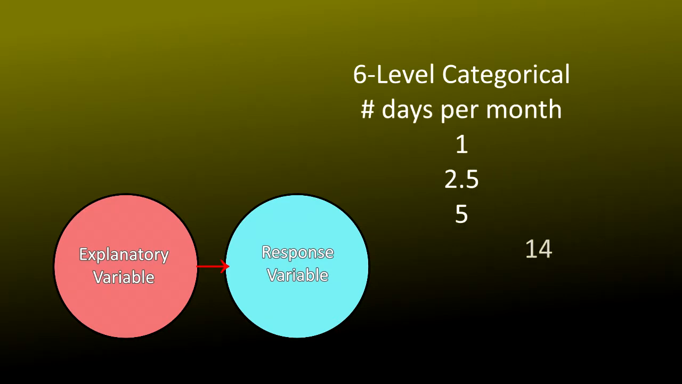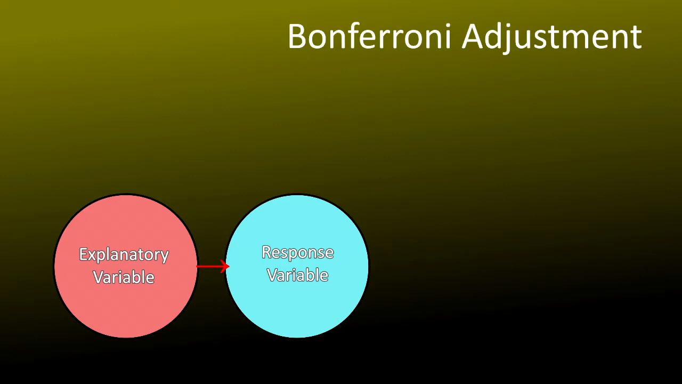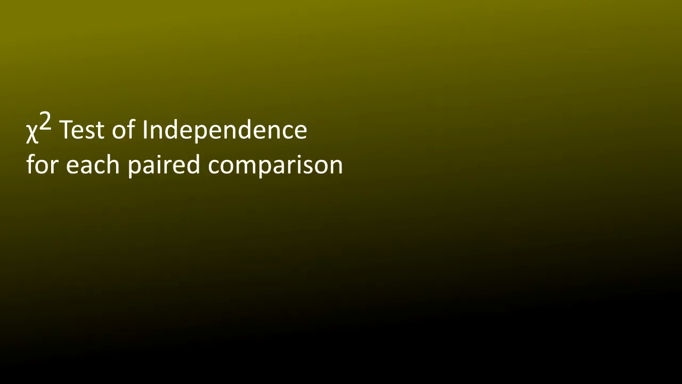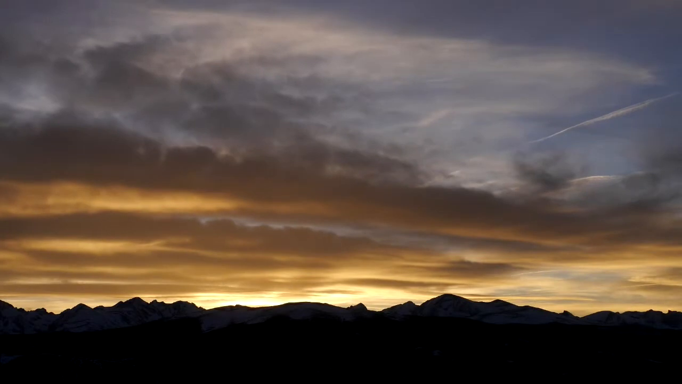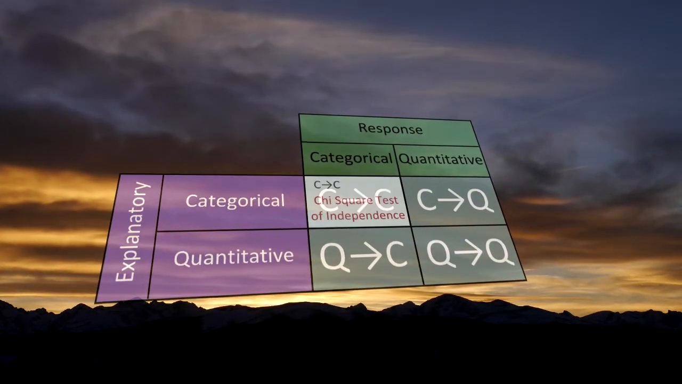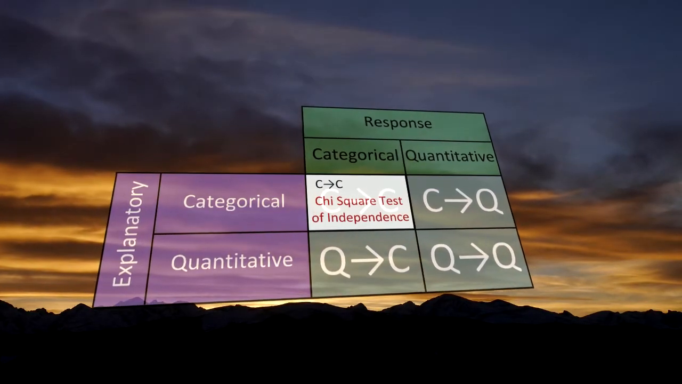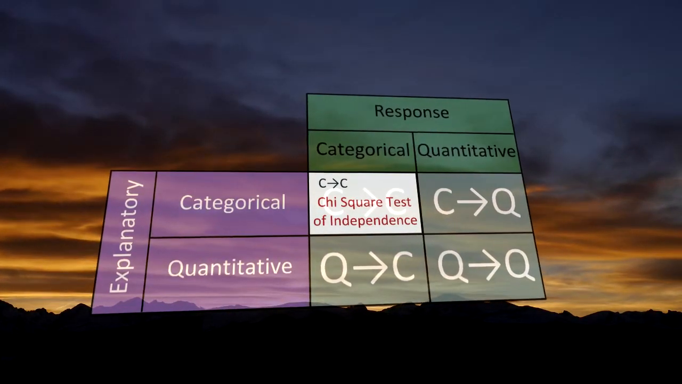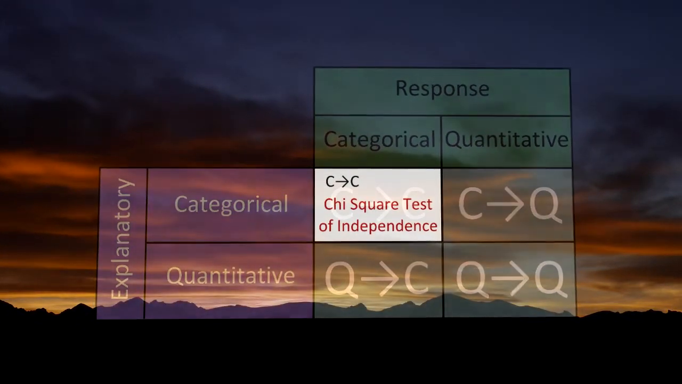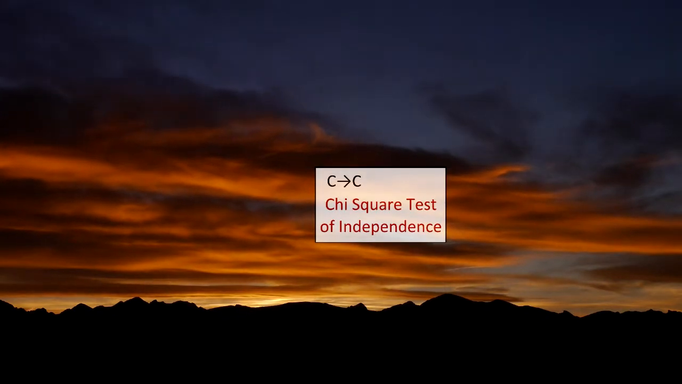If your explanatory variable has more than 2 levels or groups, you'll also need to conduct a post hoc test. We use the Bonferroni Adjustment to protect against type 1 error, and then run the chi-square tests of independence for each paired comparison. Now you're ready to test a categorical by categorical relationship. Also, if your own research question is a quantitative to categorical relationship, it's a good idea for you to categorize the quantitative explanatory variable and test the association with the chi-square test of independence.